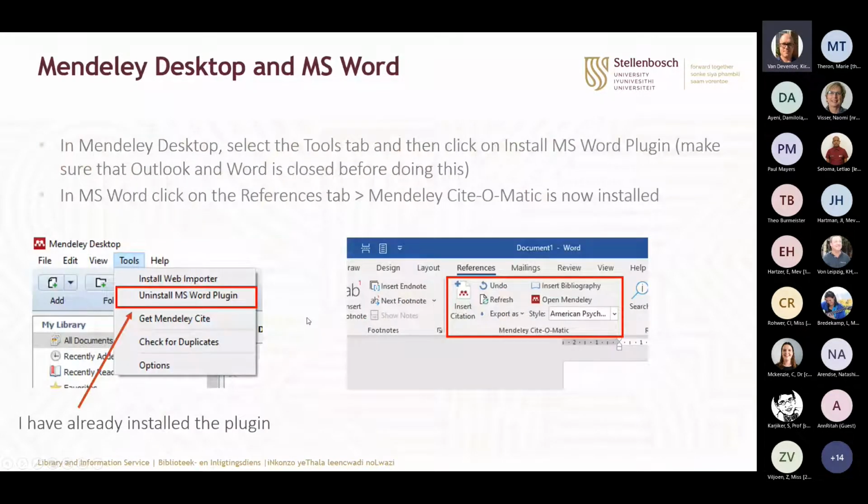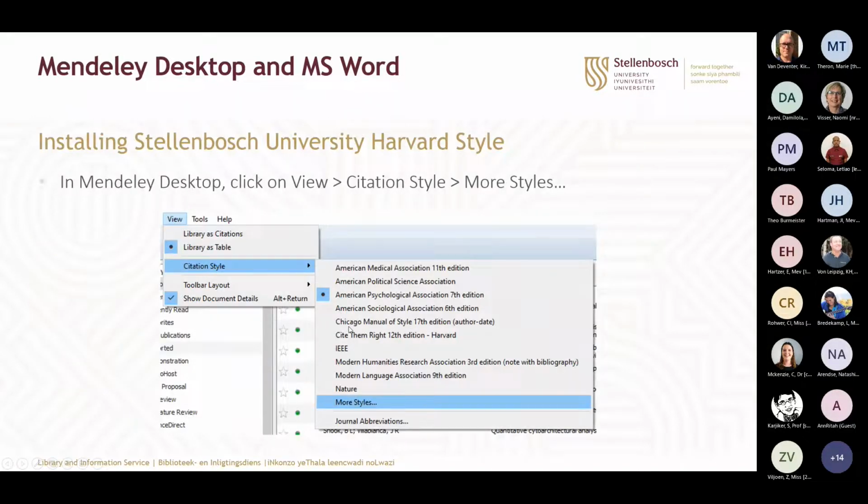So now we get to MS Word. The first thing you need to do to get Mendeley into MS Word is, in Mendeley Desktop, click on the Tools tab, and then click on Install MS Word plugin. But make sure that Outlook and Word are closed before doing this. Mendeley automatically closes those programs, and that can sometimes come as a bit of a surprise, especially if you were working on a document, but it will prompt you to save first. I've already installed the plugin, so that's why it's saying uninstall MS Word plugin. But in your case, if you haven't installed it yet, it will say install.